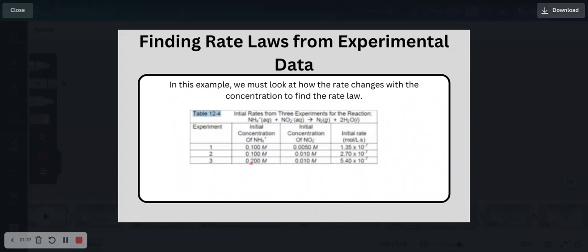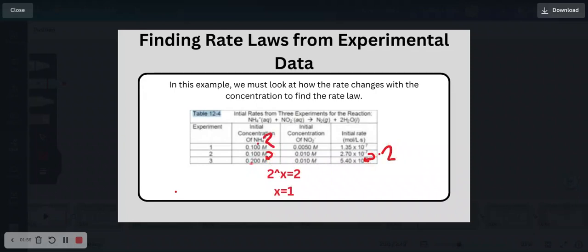In this example, we must look at how the rate changes with the concentration to find the rate law. There's our rate law without any of the reactant orders. And we see that in reactions 2 and 3, since the NO2 is conserved, we can calculate that the initial concentration of NH4 doubles and the rate doubles with it. So we can set 2 to the x power equal to 2 and solve for x equals 1.